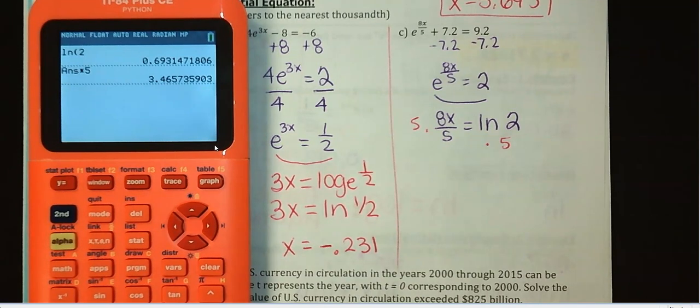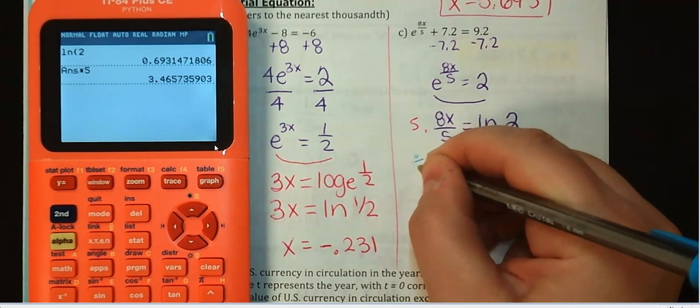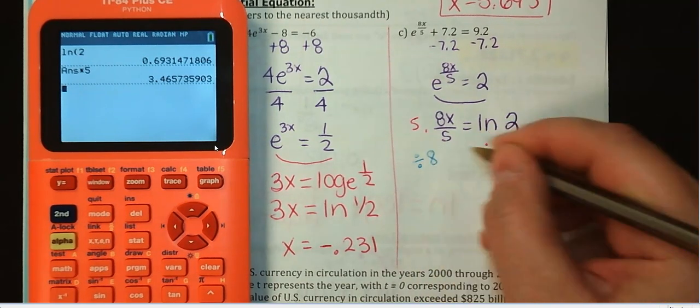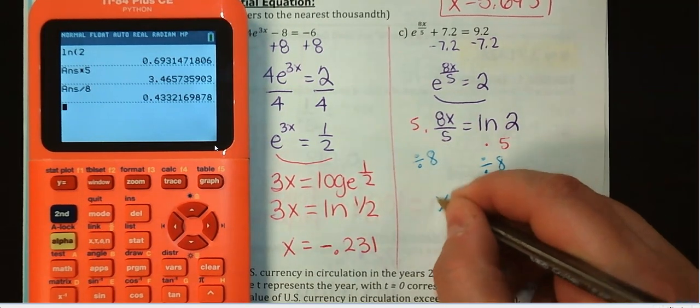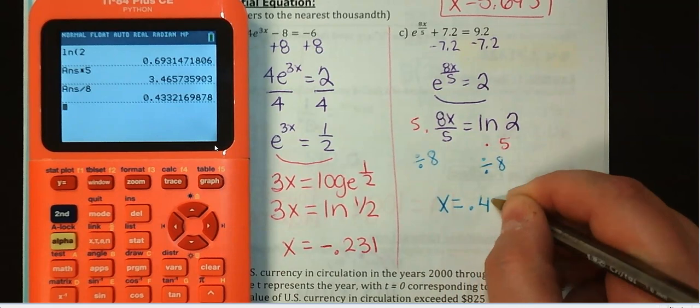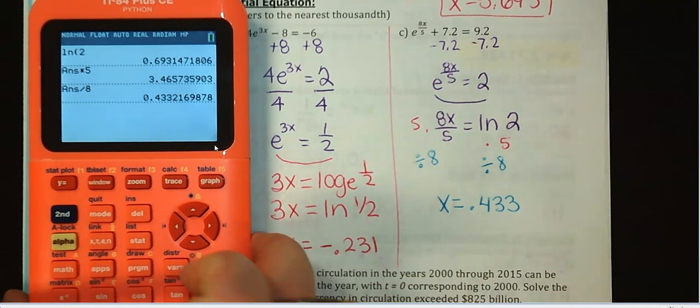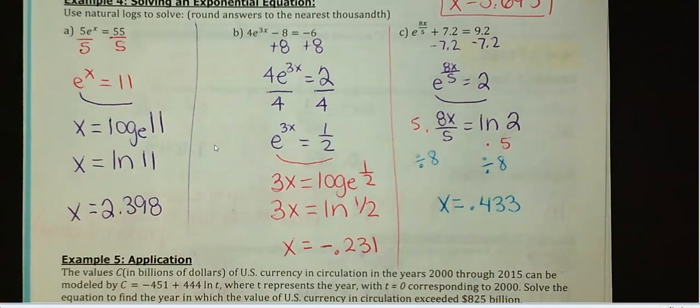So then, if I'm doing 8 times x, I'm going to divide by 8. And I'm just doing it all on the calculator screen, so I'm not rounding multiple times. So then my answer here should be about 0.433. Any of these, you can plug them back into the original to check. Just put them in for x. It will be a little bit off because we only rounded to 3 decimal places, but it should be close.